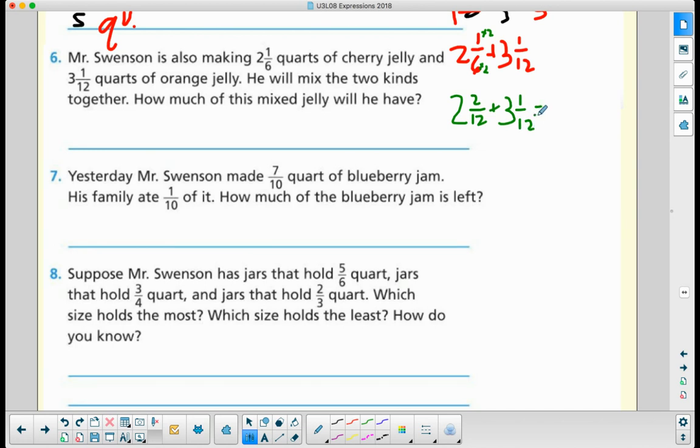And as I do that, 2 plus 3 gave me 5 wholes. My 2/12 plus 1 more 12th gives me 3/12. I notice 3 and 12 have a common factor of 3. So that means I can divide by 1 in the form of 3/3. And I'm just dividing the fraction to keep it equivalent. So I still have 5 wholes, but 3/12, 3 divided by 3, would be 1/4. Quarts.